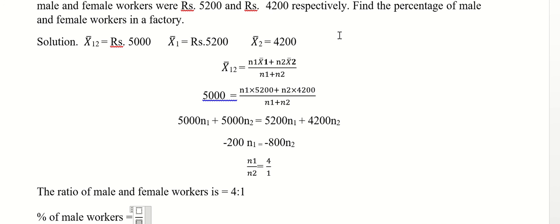So this becomes 4 divided by 4 plus 1, into 100. So this becomes 80%. So there are 80% males.